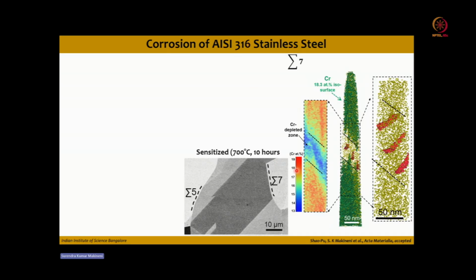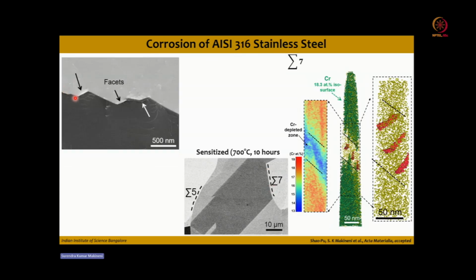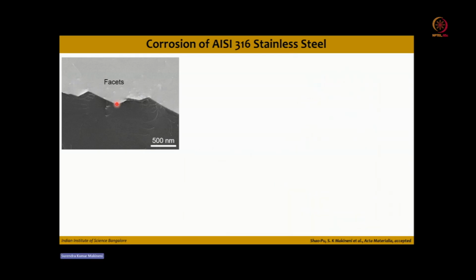Now, if you see a higher magnification of this sigma 7 boundary, it appears that there is a faceted structure. And in this faceted structure, you can see that one facet is bright, another facet is dark, one facet is bright. So periodically, there is a bright phase, there is a dark phase, there is a bright phase, there is a dark phase. Correct? And this is not present in the sigma 5 boundaries.